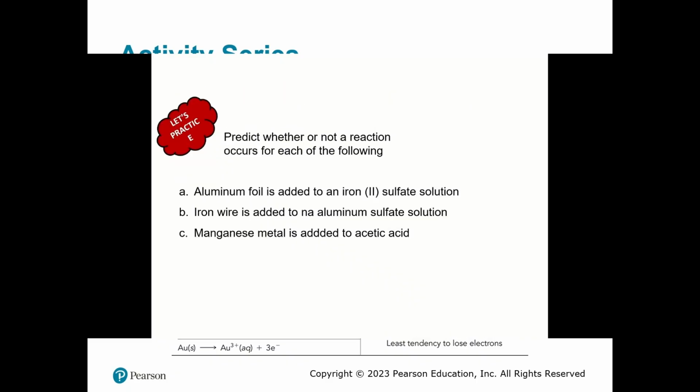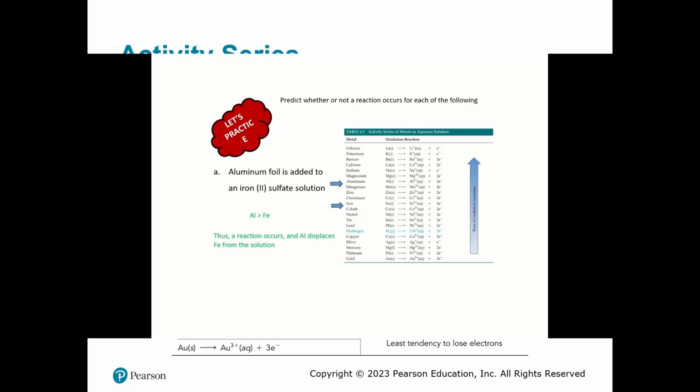I can give you other examples, like how to predict whether or not a reaction occurs for each of the following. Imagine I have aluminum foil added to an iron 2 sulfate solution, or iron metal added to an aluminum sulfate solution, or manganese metal added to acetic acid. How am I going to know if there will be a reaction or not? This is pretty good to know when you talk about materials, if you go to an engineering course mainly, but also in other areas like health science, this is very important. Look here.